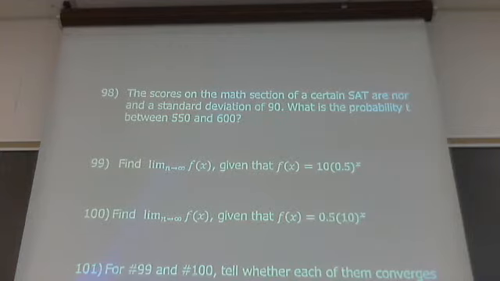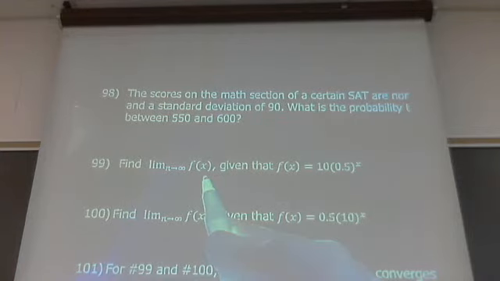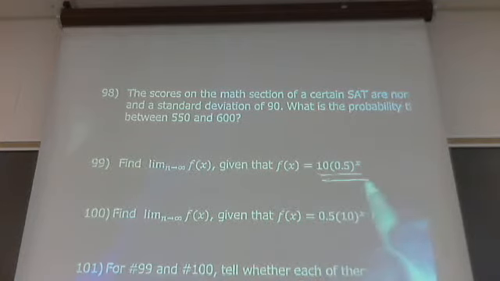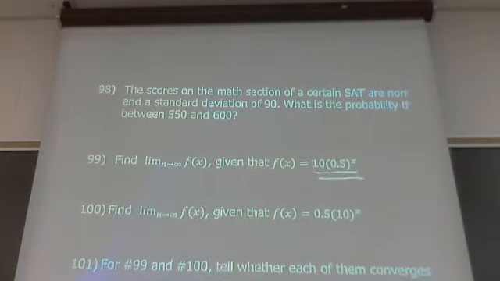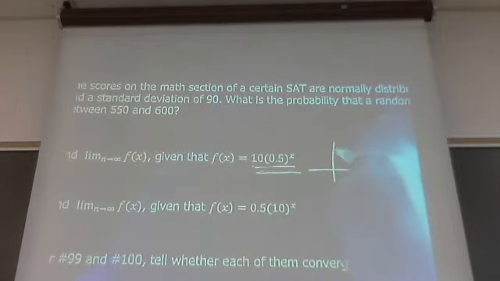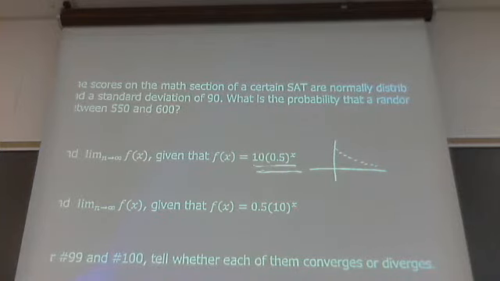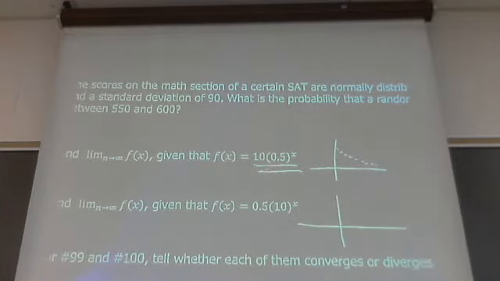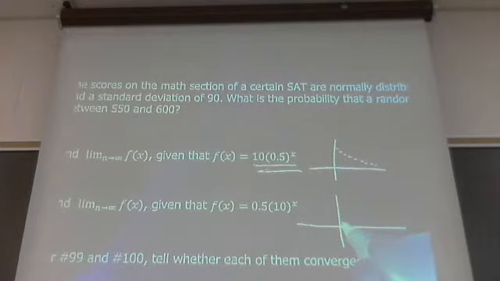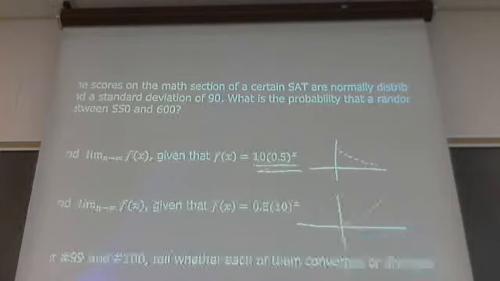Guess I gotta check. The limit as n goes to infinity of f of x, given that f of x is equal to this. What kind of function is that? That's exponential. Is it growth or decay? Exponential decay. So wouldn't you expect that it's going to be doing something like this? So what's it getting close to? 0. Yes, it converges to 0. What about the next one? That's exponential growth. So it ain't getting close to anything. So this one diverges.